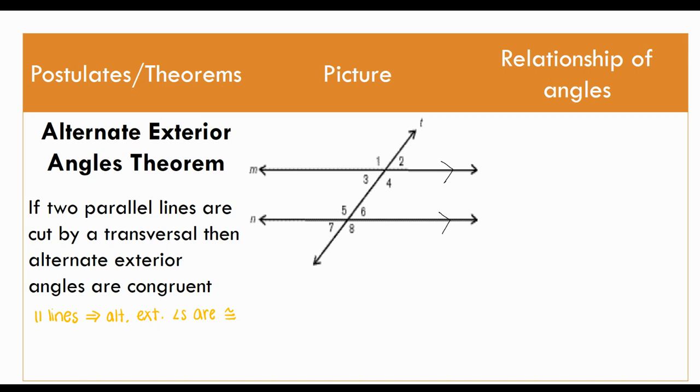So if we're looking at our picture, M and N are parallel because it's marked. Exterior angles would be 1, 2, 7, and 8. Alternate means they're on opposite sides of the transversal. So based off of our theorem, because I have those parallel lines, they're congruent angles. Angle 1 is to the left, angle 8 is to the right. They're both outside. They are congruent to each other. So that would mean angle 2 and angle 7 are my other pair of alternate exterior angles, and based off of our theorem, they would be congruent.